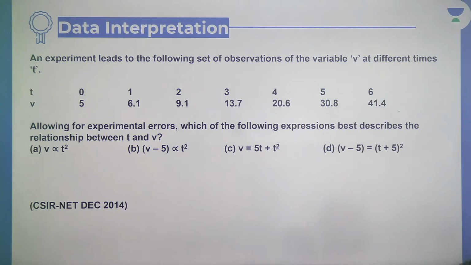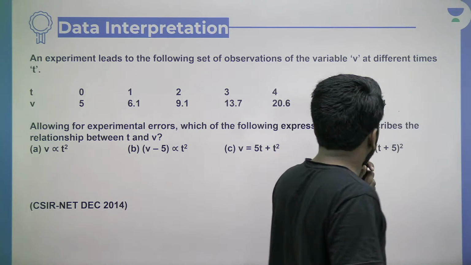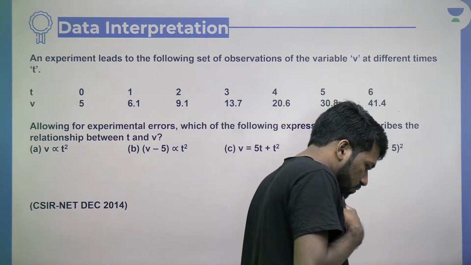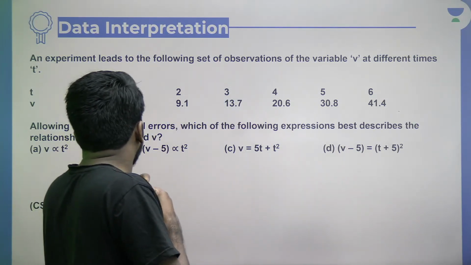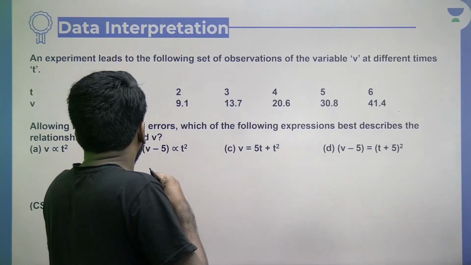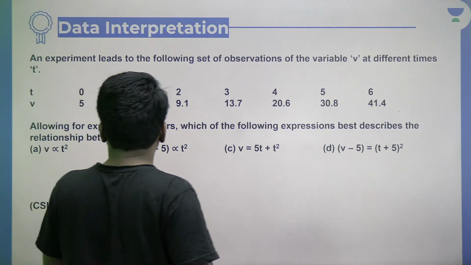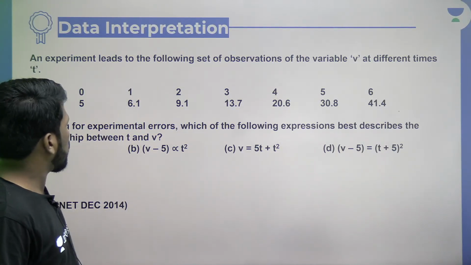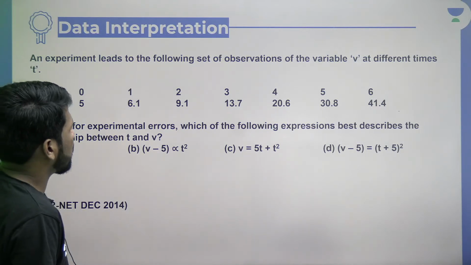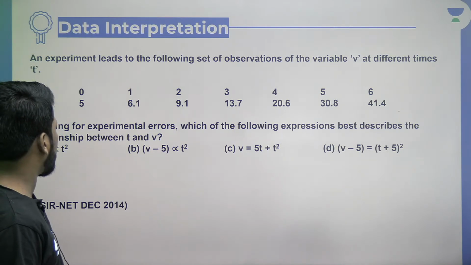Okay, so I'll explain. An experiment leads to the following set of observations of the variable v at different times t. When t is 0, v is 5. When t is 1, v is 6.1. When t is 2, v is 9.1. When t is 3, v is 13.7. When t is 4, v is 20.6. When t is 5, v is 30.8. When t is 6, it is 41.4.